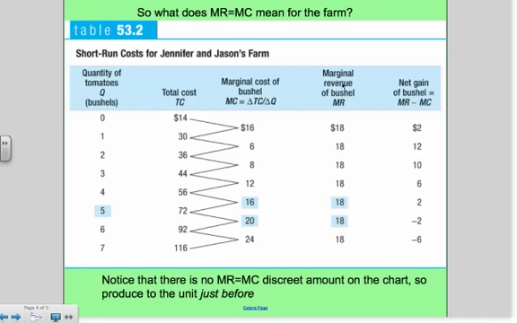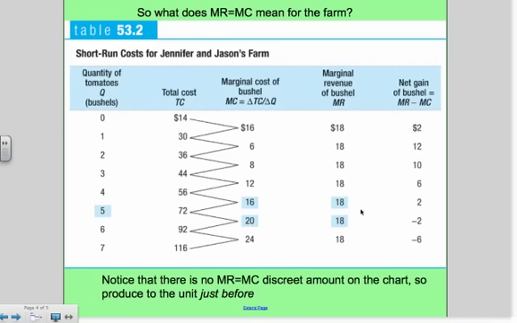Here we have marginal revenue of bushel, and in this case we know because it was a static $18 per bushel. That's the same for every single unit of output produced. We have one here called net gain of bushel. So marginal revenue minus marginal cost given in each of these numbers, and you can see it's simply this number minus this number.